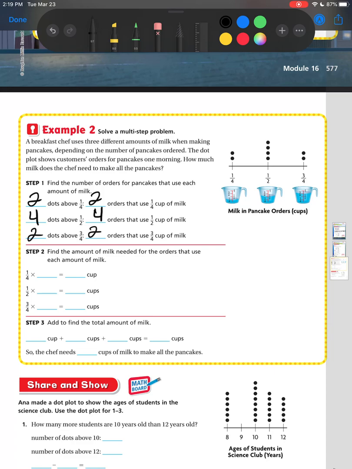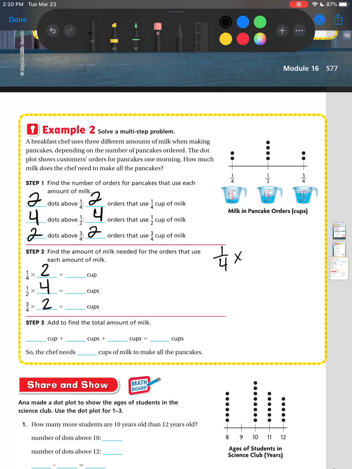So if I need to figure out the amount of milk needed for those orders, I can multiply, right? We can do 1/4 times 2 to figure out how much those orders require. We can do 1/2 times 4, and we can do 3/4 times 2. So let's do the multiplication.